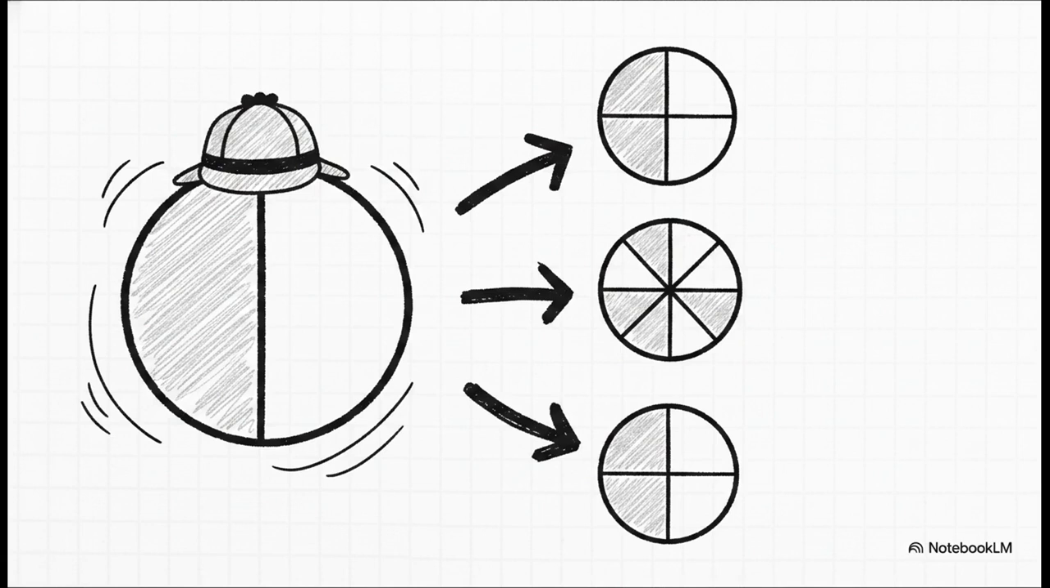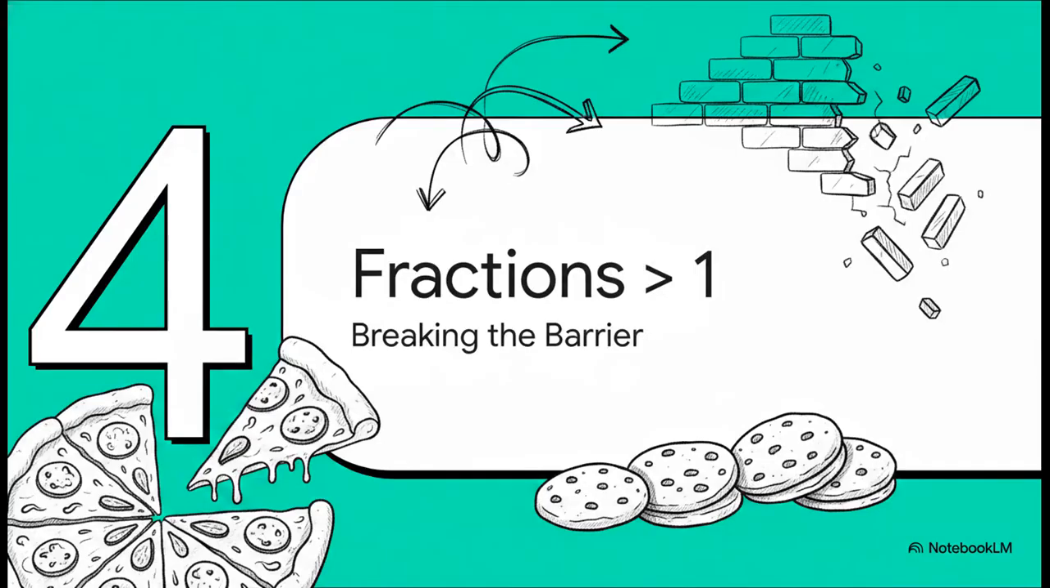1/2 is 2/4. It's 3/6. It's 4/8, 5/10, the whole shebang. As long as you multiply the top number and the bottom number by the exact same amount, you are just slapping a new disguise on the very same fraction. All right, let's move to our final act.